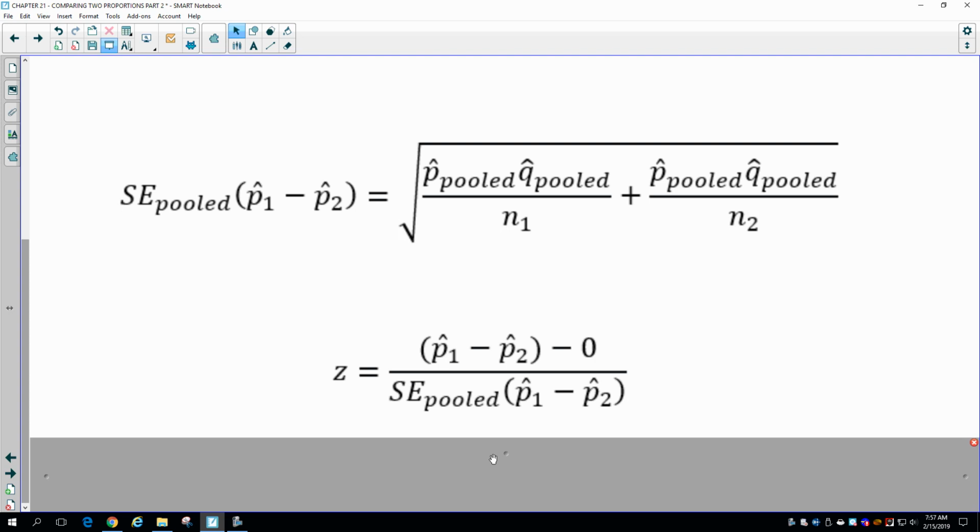Finally, we calculate a z so that we can find a p-value, a probability. Since our assumption is that there's no difference, 0 goes here where the mean would normally go. That comes from our null hypothesis: there's no difference, 0. Then we calculate the actual difference between the two sample proportions, and we use the pooled standard error that we calculated before. So let's put this into practice.